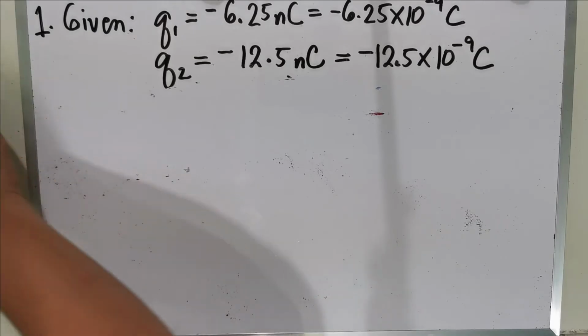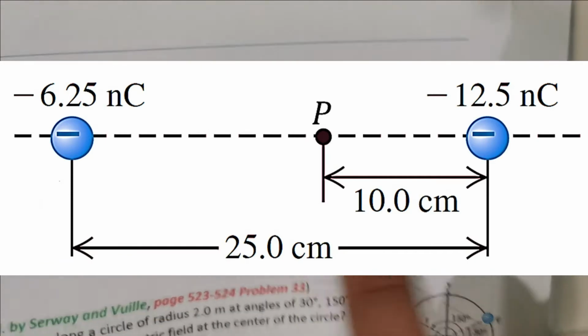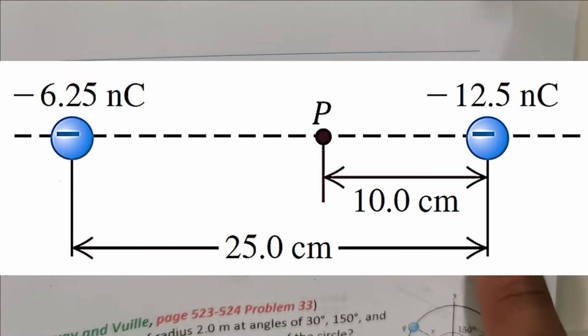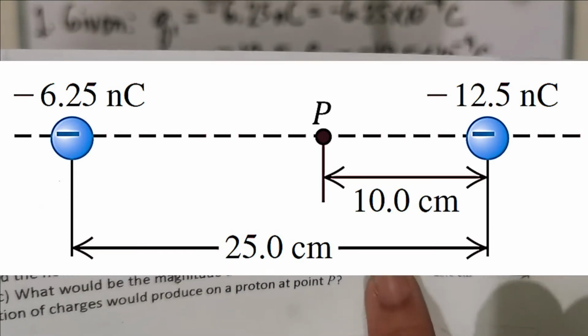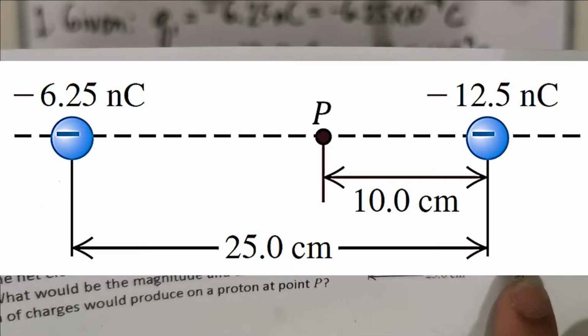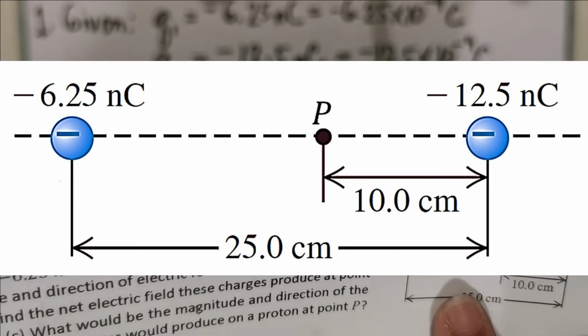So in our figure here, you have the point P, which is in between Q1 and Q sub 2. From Q2, it is 10 centimeters to the left, while for Q1, this is simply 25 minus 10, meaning to say, this is 15 centimeters.